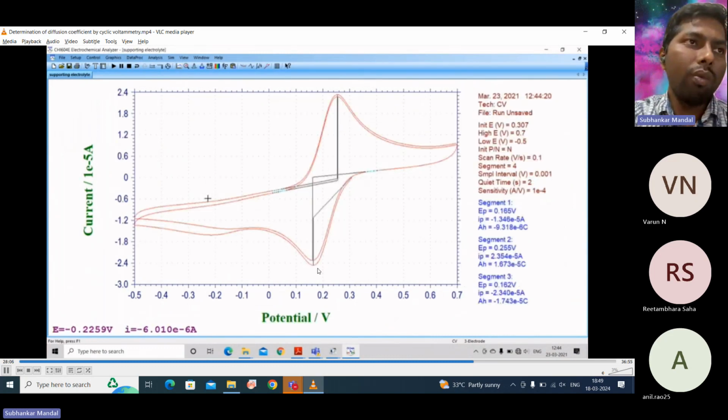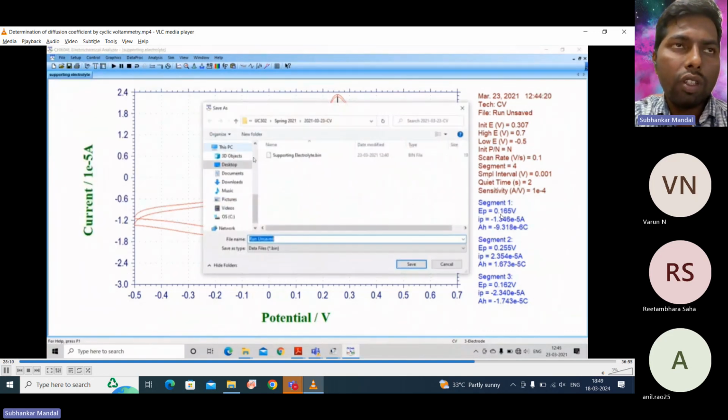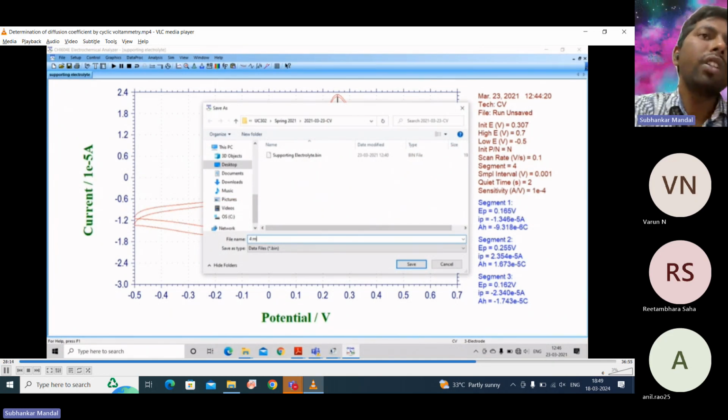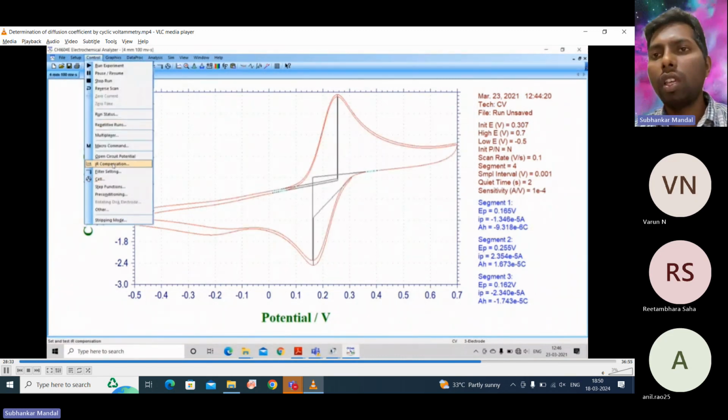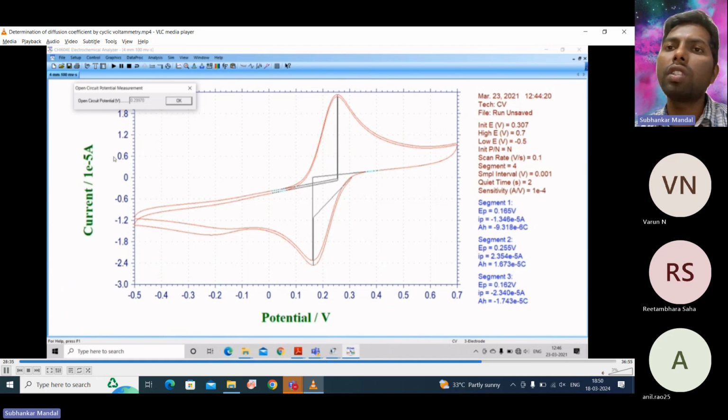You can see where the potential is. Here the EP is equal to minus 0.165 volt, that is the peak potential. And the peak current value IPE that it gives is 1.36346 e to the power minus 5 ampere. So all this information you can get, and you can save this data: where the redox peak is coming and how much peak current it is showing.